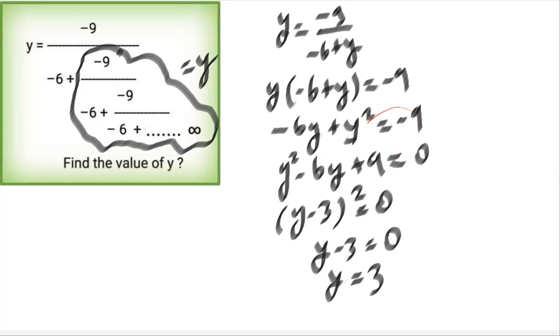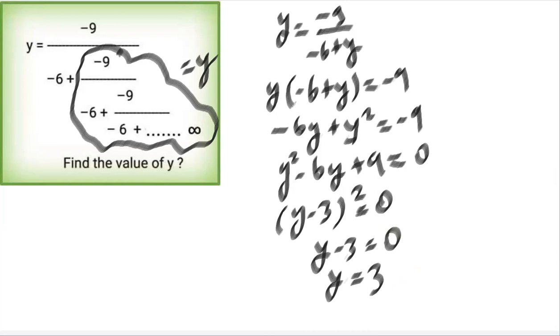So let's collect all the terms on one side. Now we have a quadratic equation. So if you are already familiar with quadratics, this is a perfect square. It is Y minus 3 squared. If you are not, maybe you can use the quadratic formula. So according to this, take square root of both sides. Then Y minus 3 equals 0, Y equals 3. So this is the answer.